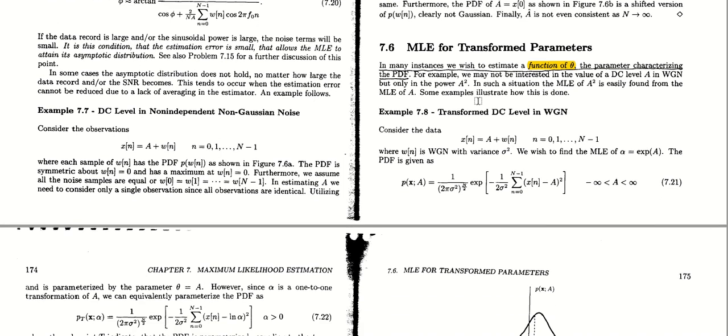So let's first take a look at the example. Transformed DC level in WGN. Consider data x[n] equal to A plus w[n], where w[n] is WGN with variance sigma square. We wish to find the MLE of alpha equal to exponent of A. The PDF is given by this. Notice that although we are interested in exponent of A, it's not going to change the original data model, and therefore the PDF is not going to change, right?